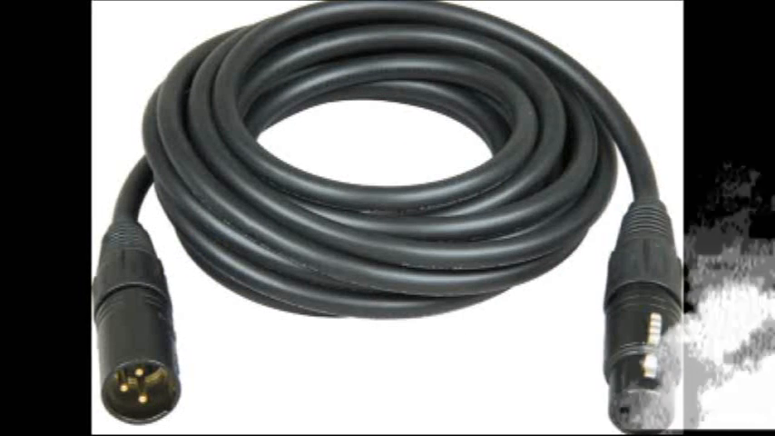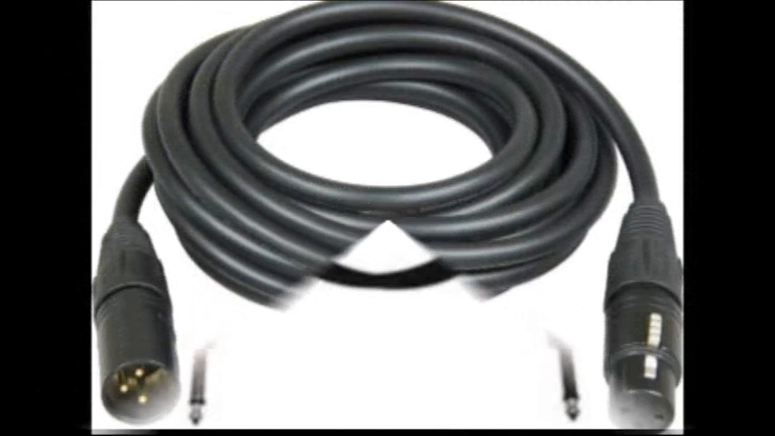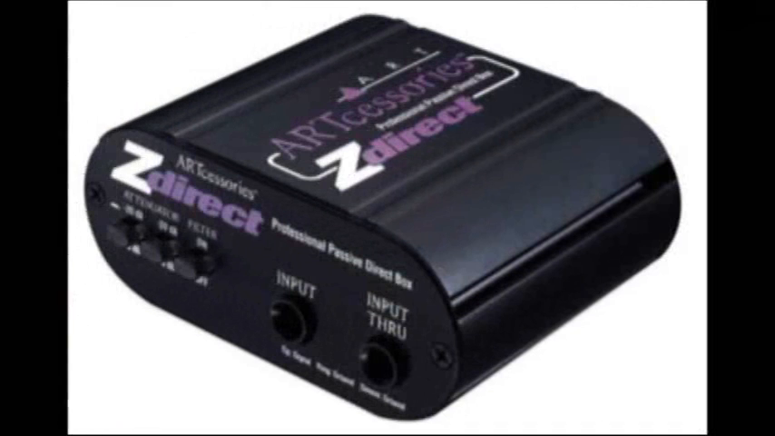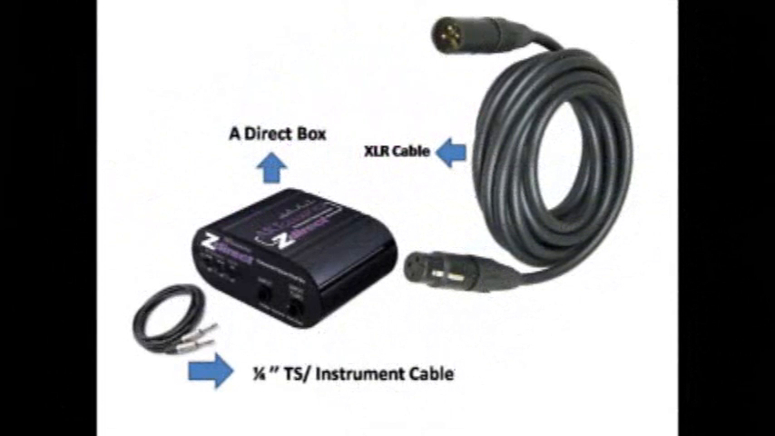Very often it is required to convert between an unbalanced signal cable, which is the TS, to a balanced signal cable, which is the XLR. And the device which aids that conversion is a direct box. The direct box is a simple gadget which allows you to connect a TS cable as an input and an XLR cable as an output. That is, converting the signal from an unbalanced signal configuration to a balanced signal configuration.